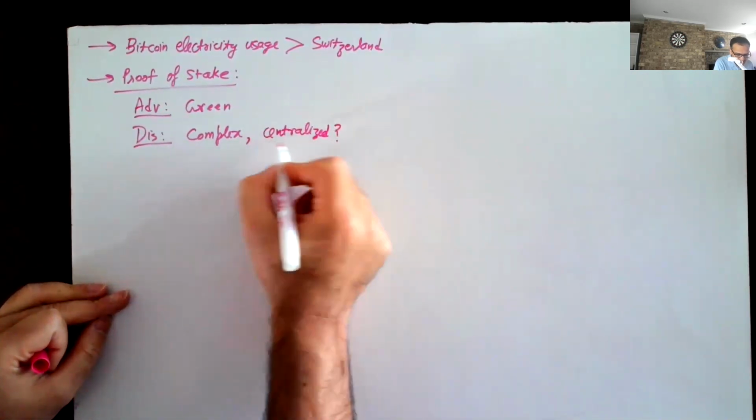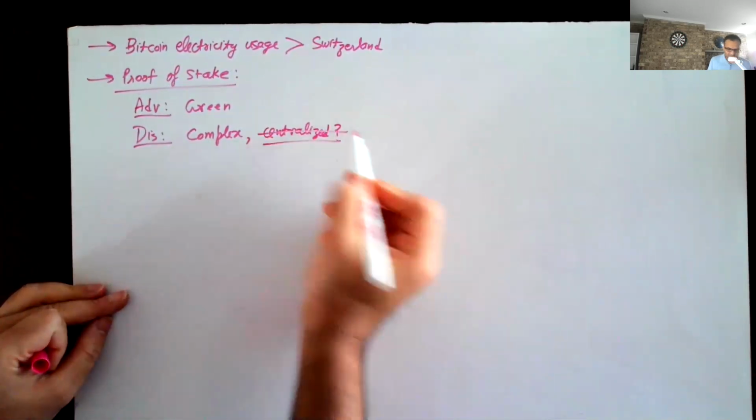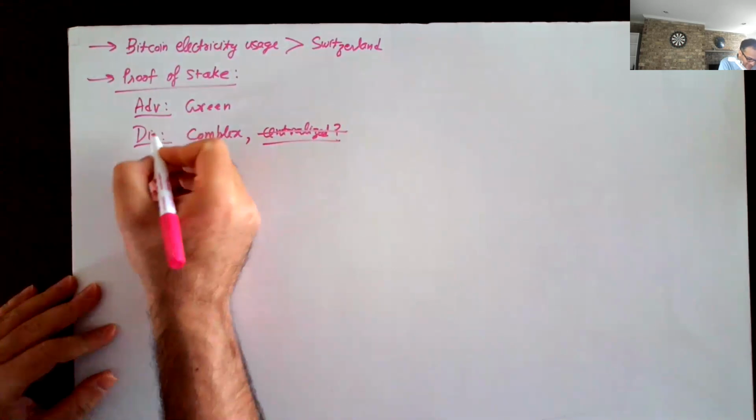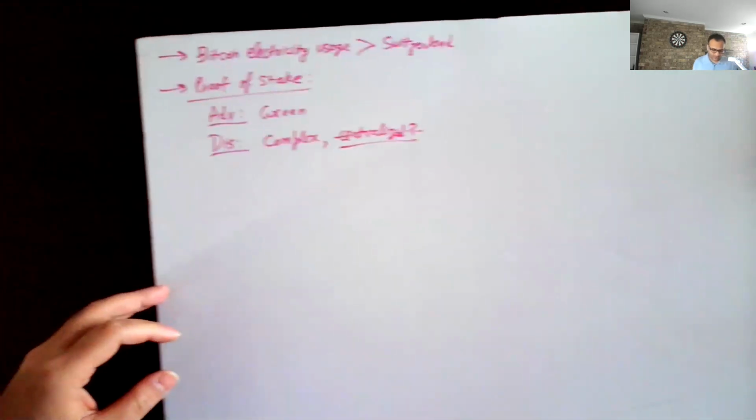More centralized, maybe. Some people consider this as a negative. I'm not so sure because it's a problem in proof of work as well.